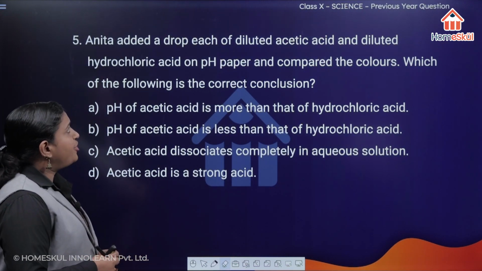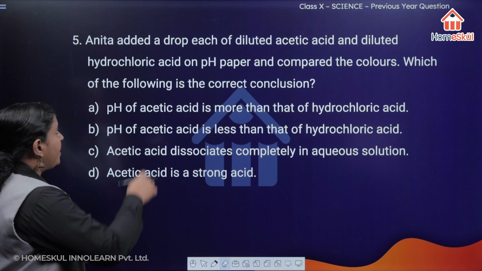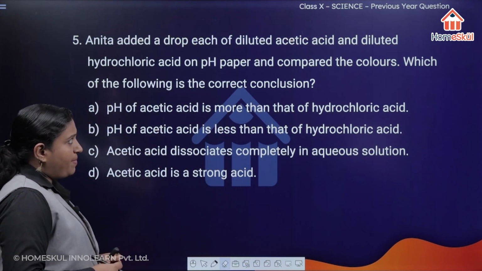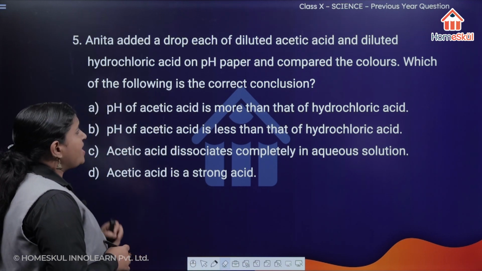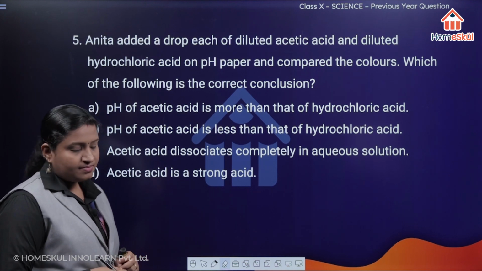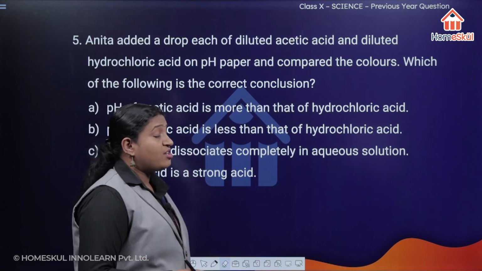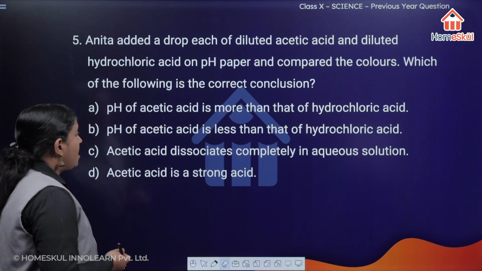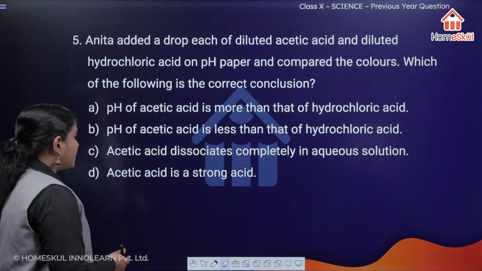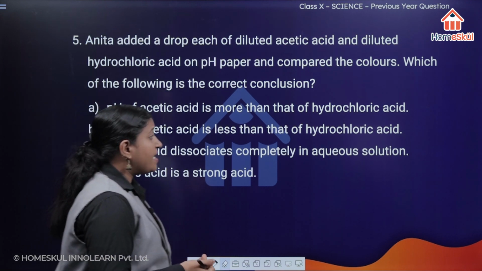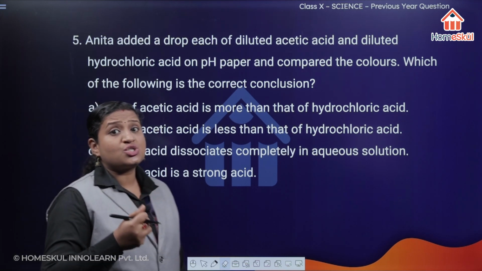Anita added a drop each of diluted acetic acid and diluted hydrochloric acid on pH paper and compared the colors. Which of the following is the correct conclusion? Let's see the options. First one, A. pH of acetic acid is more than that of hydrochloric acid. Option B. pH of acetic acid is less than that of hydrochloric acid. Third one, C. Acetic acid dissociates completely in aqueous solution. And D. Acetic acid is a strong acid.